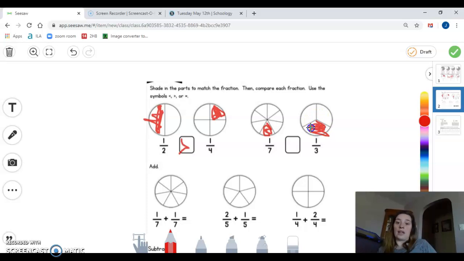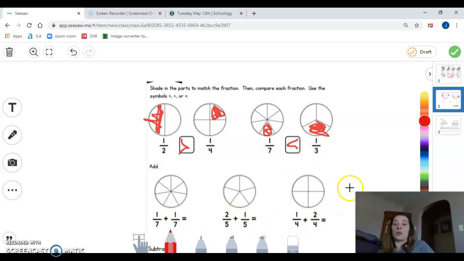Which piece is bigger? Right, the 1/3 is bigger. So I need to say less than. 1/7 is less than 1/3. Okay. Down here, we're going to add these up.